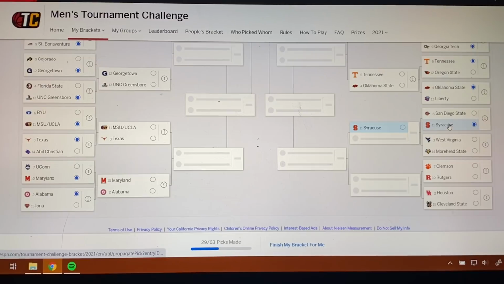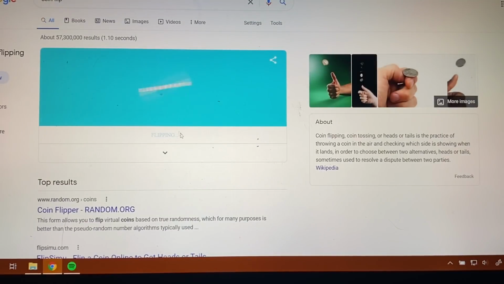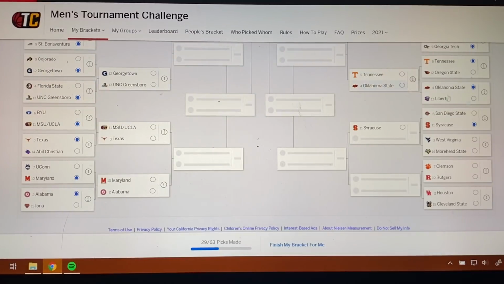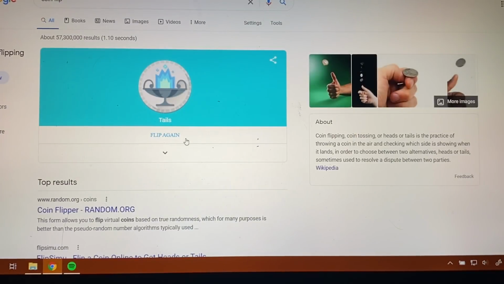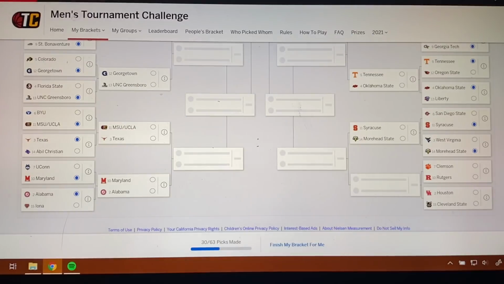I mean, as an 11 seed, is that a true upset? I think we need another one. I think we need either Morehead State or Cleveland State, but it's not up to me. It is up to the coin flip. We have, yep, Morehead State, a 14 seed here moving on, so we at least have 1 14 seed winning. Clemson versus Rutgers. I'm feeling a heads here. I think Clemson's going to win this one with the heads. No, it's a tails. Okay, Rutgers.